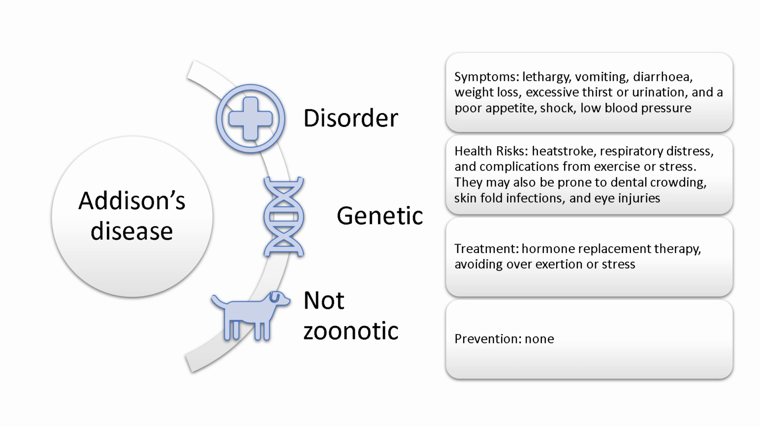It develops when the adrenal glands fail to produce enough cortisol and aldosterone, which are essential for regulating metabolism, stress responses, and electrolyte balance. The exact cause is often unknown, but it is believed to be autoimmune in nature, and genetic factors may play a role in some breeds. It is thought that some cases could be caused by trauma or tumours of the pituitary gland.